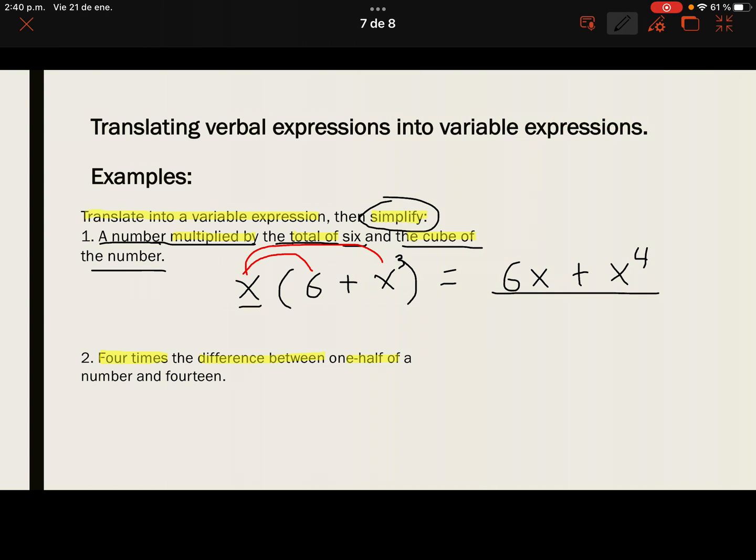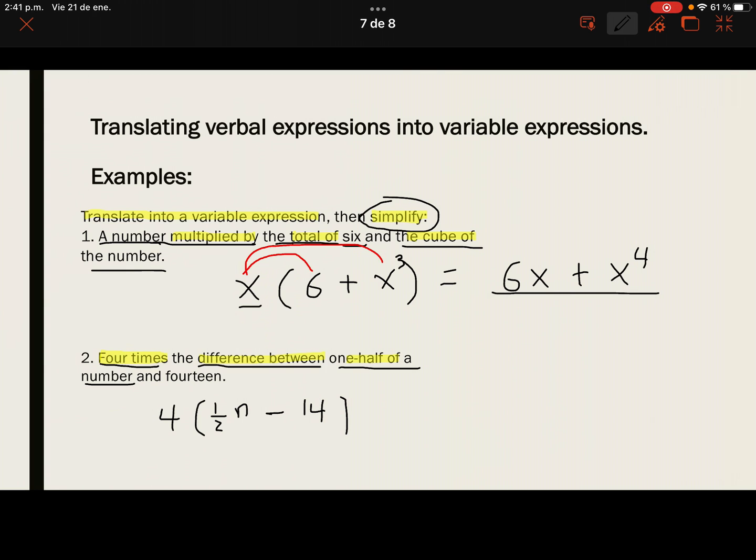Then 4 times, let's use a parenthesis to indicate the multiplication. Why a parenthesis? Because it's 4 times the difference between, which means we are talking about a subtraction: the difference between 1/2 of a number, and we have to use a letter to represent the number. For example, here we use n, 1/2 of a number, in this case n, and 14, then minus 14.